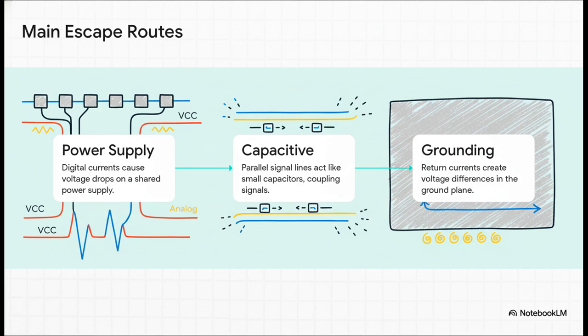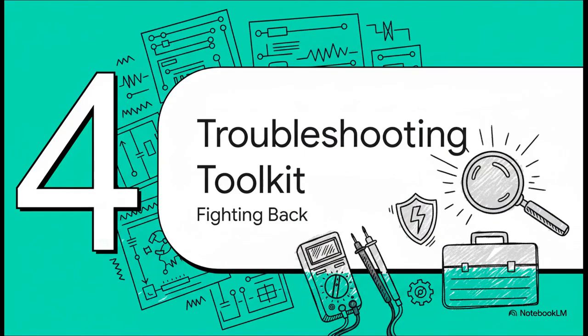Second, there's capacitive crosstalk. Just think, any two parallel traces on your board act like a tiny capacitor, coupling energy between them. And third, grounding. All those digital return currents have to go somewhere, and as they flow through the ground plane, they can cause the local ground voltage to bounce, creating errors for your super sensitive analog stuff. Okay, the investigation is pretty much complete. We know the culprit, we know its motive, and we know its methods. Now, it's time to fight back. Let's build your troubleshooting toolkit so you can prevent and mitigate this stuff in your own designs.